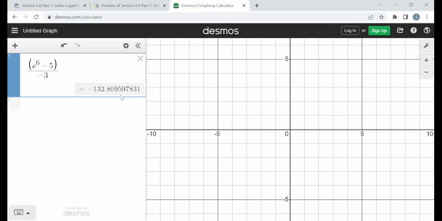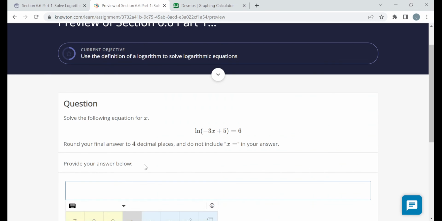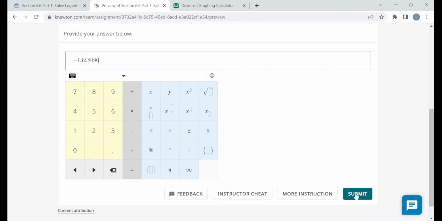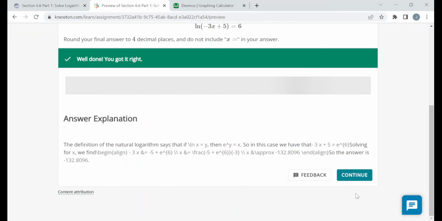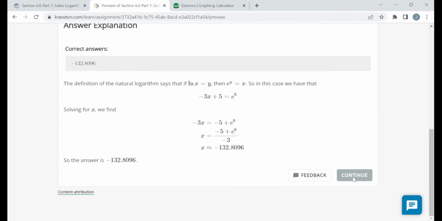So negative 132.8096. That's what I'll enter here. Negative 132.8096. Great. Alright, moving on.